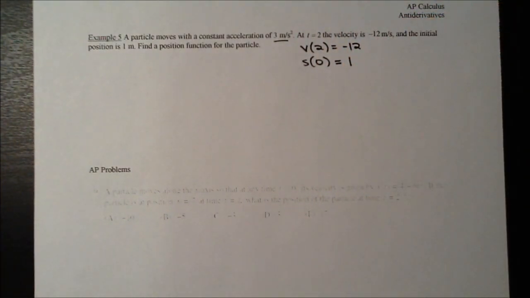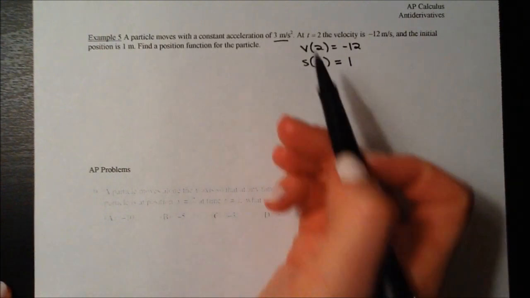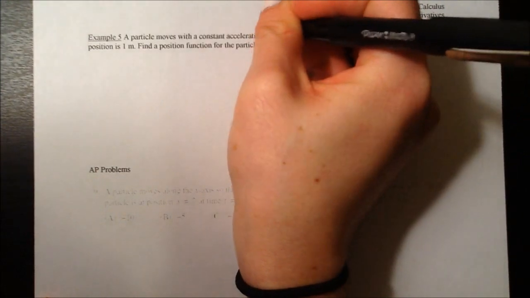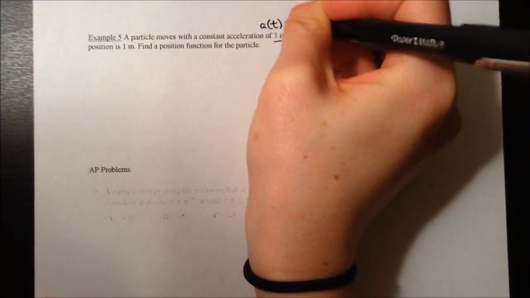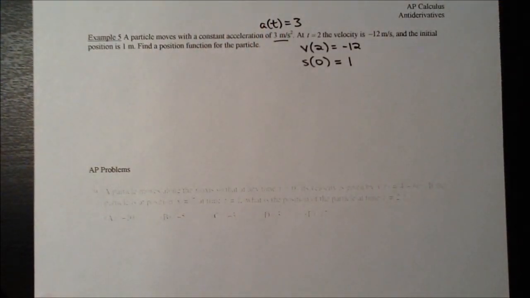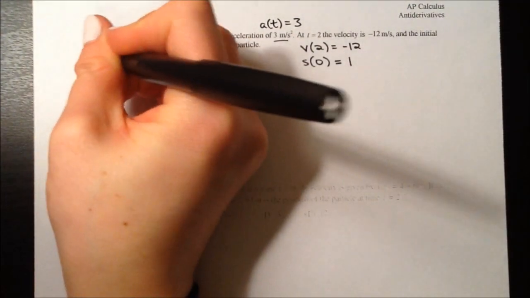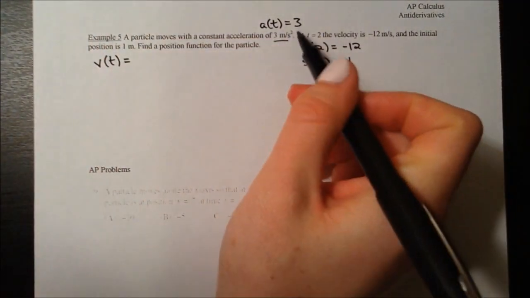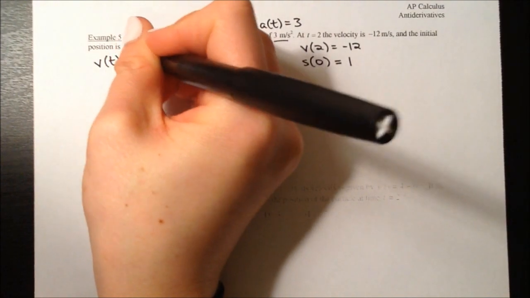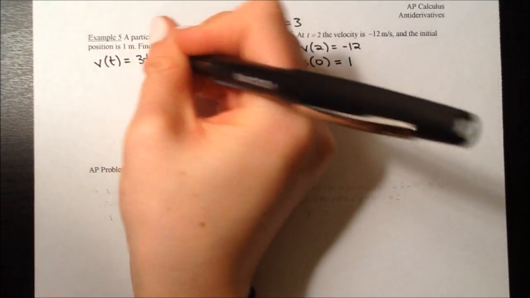Okay, so now this one, we want to find a position function. So very different from what we were doing with example 4. So here's our acceleration. So this means the acceleration is just a nice, neat 3. So that'll make it easy to take our further antiderivatives. So our velocity function. When we take the antiderivative of this, the antiderivative of 3 is 3t, and then don't forget you've got a plus c.